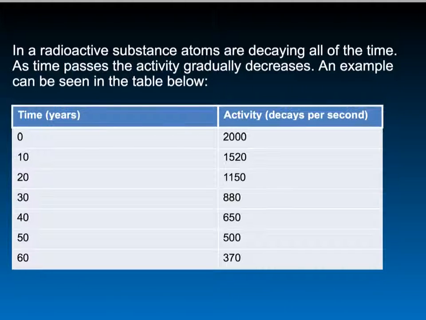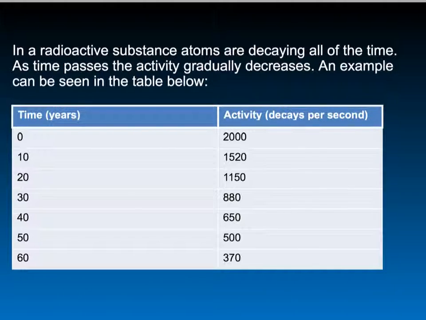At time 0, the activity is 2000, and then if we go to 60 years, the activity is decreased to 370. As the radioactive atoms within a substance decay, fewer and fewer radioactive nuclei remain. This leads to a drop in the activity as time passes.